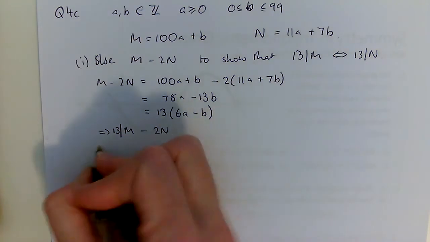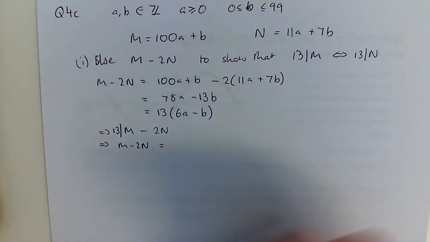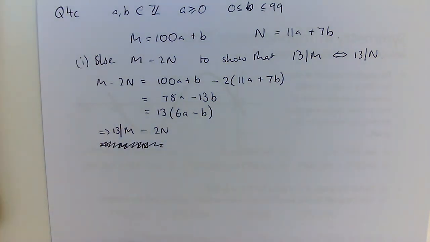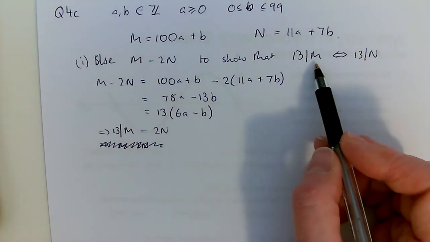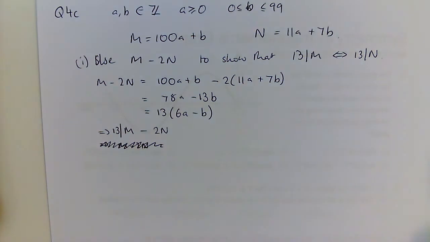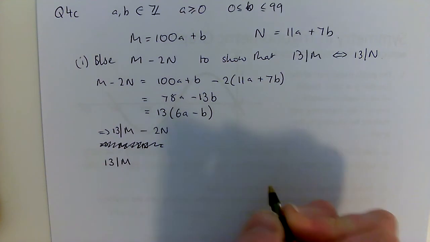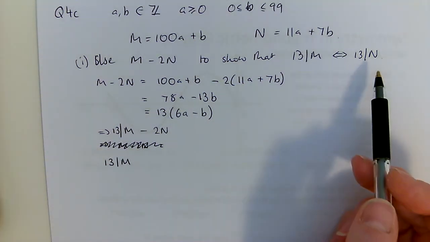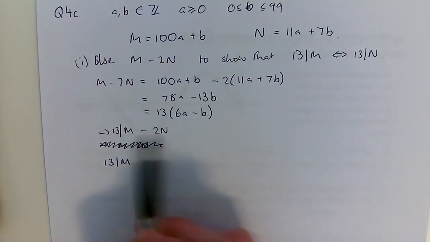Okay, so we could write m minus 2n is equal to 13k if we wanted to, but I'm going to leave that because we've already got an expression with 13 in it. Right, so now we're going to go from 13 goes into m implies 13 goes into n and vice versa. So let's start with 13 goes into m. Right, what I want to do is try and get an expression for n that involves m and the stuff we already know, the m minus 2n.